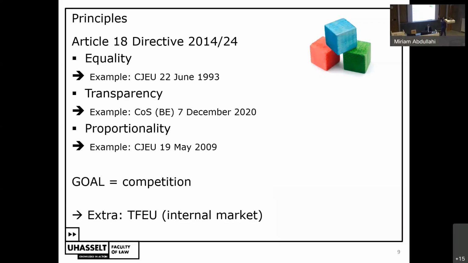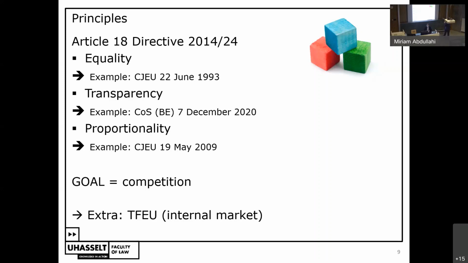Some examples, for example, the case of the European Court of Justice of the 22nd of June, 1993, only 2 days after I was born. So it must be an amazing case. It was about negotiating with an economic operator that was not in conformity with the tender documents. And the other economic operator said, well, we are doing a lot of effort to conform with your needs, with your wants, contracting authority, and now you're negotiating with someone who doesn't fulfill the conditions of the tender documents. This is in violation of the equality principle. And the court said, yes, you are right.